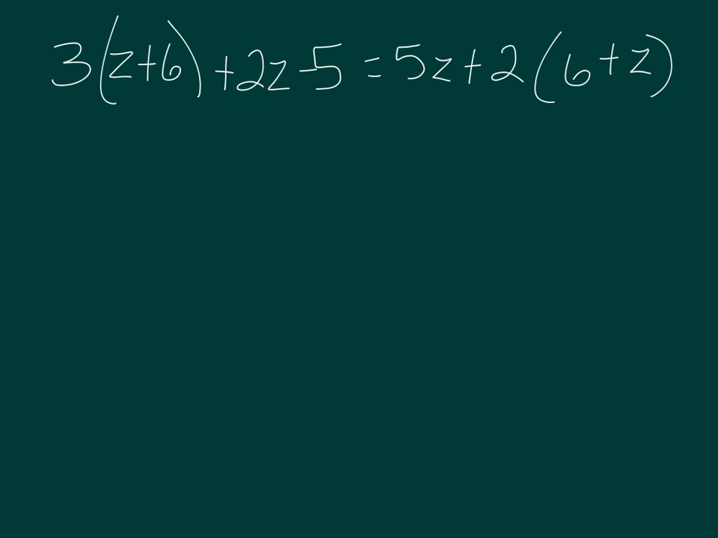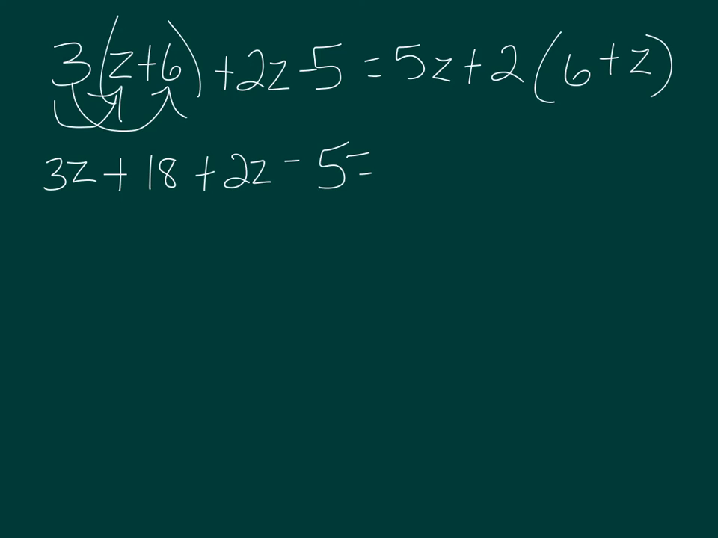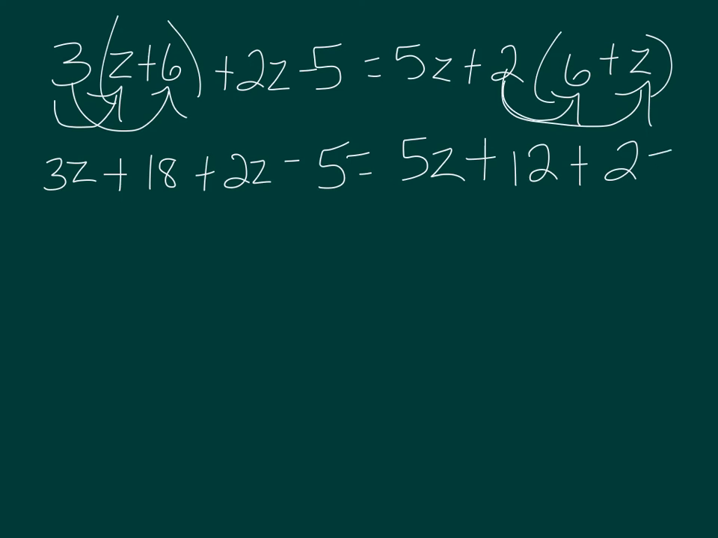So the first thing we're going to do is distribution. 3 times z is 3z. 3 times 6 is 18. Copy down the rest on this side of the equation. Now notice the 5z, we're just going to bring it down because it's not part of the distribution. Our distribution here is 2 times 6 and 2 times z. So 2 times 6 gave us 12 and 2 times z gave us 2z.